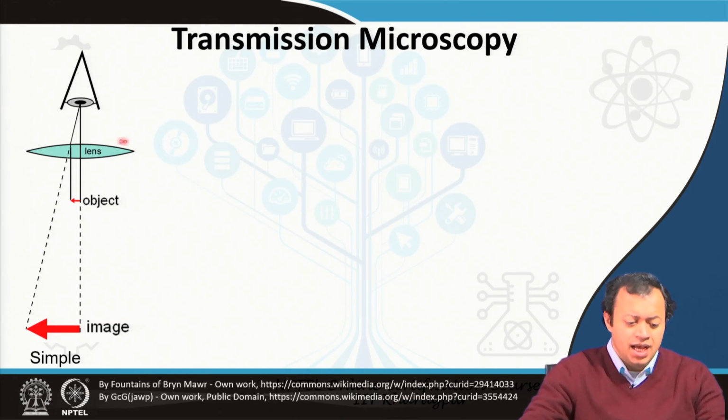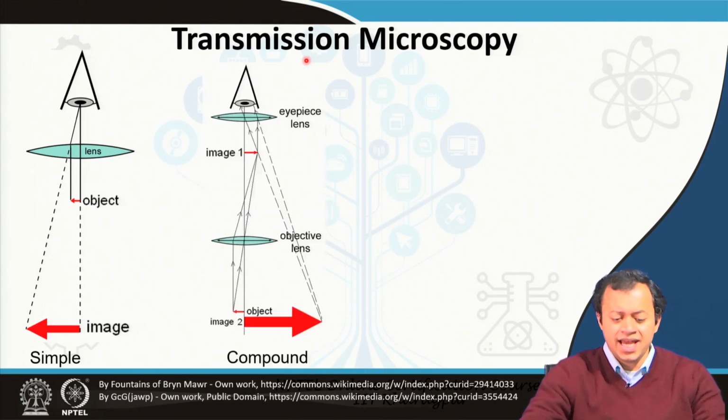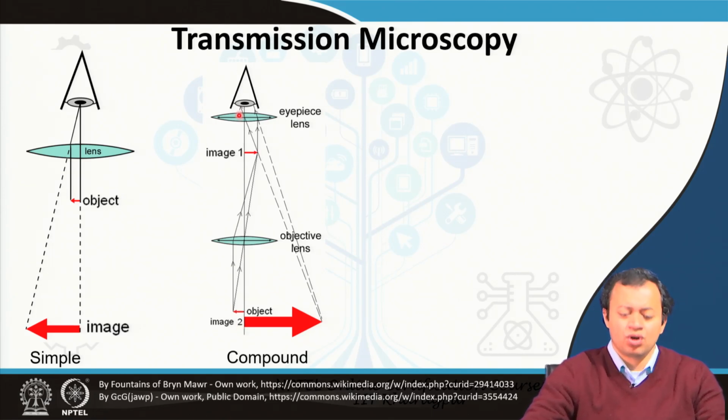So, anyways, this is the simplest form of transmission microscopy, and then we got into a compound microscope. Compound means we have more than one lens. Previously, there was only one lens that was converging. In compound microscopy, you have two different lenses. One is the objective lens. Objective lens means the lens is near to the object. The lens which is near to the object is objective. The lens that is near to your eye is called eyepiece. So, it is the same thing.